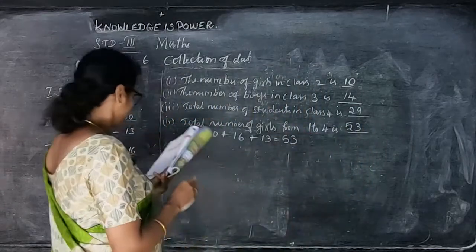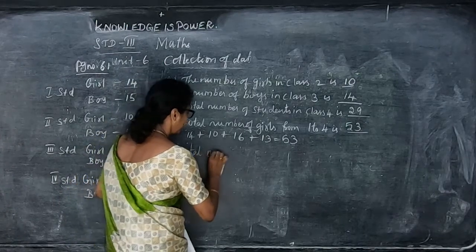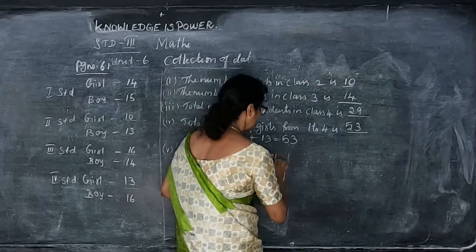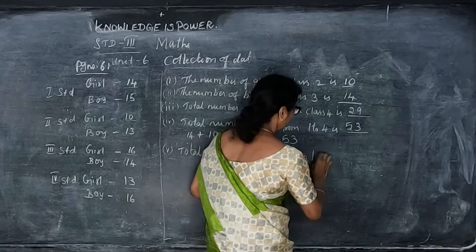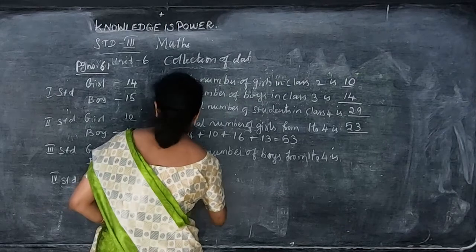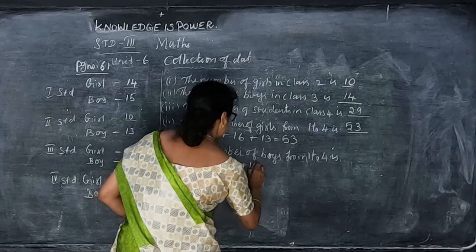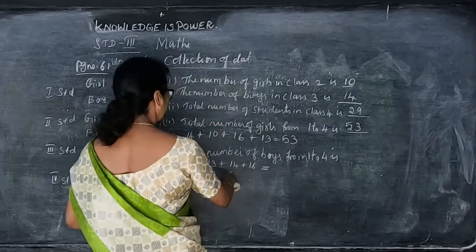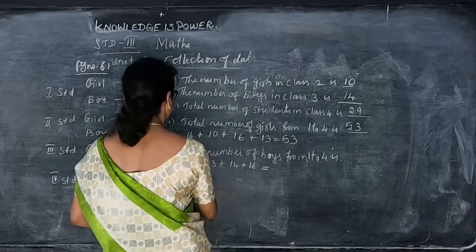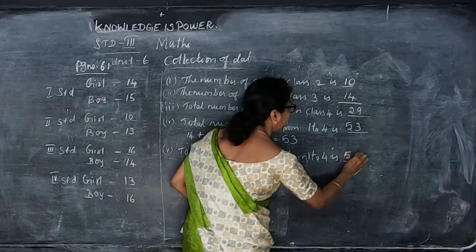Okay. Now the next one is total number of boys from 1 to 4. Count the boys. How many boys have we put? 15 plus 13 plus 14 plus 16. 16 and 14 is 30. 30 plus 13 is 43. 43 plus 15 is 58. So you can write 58.